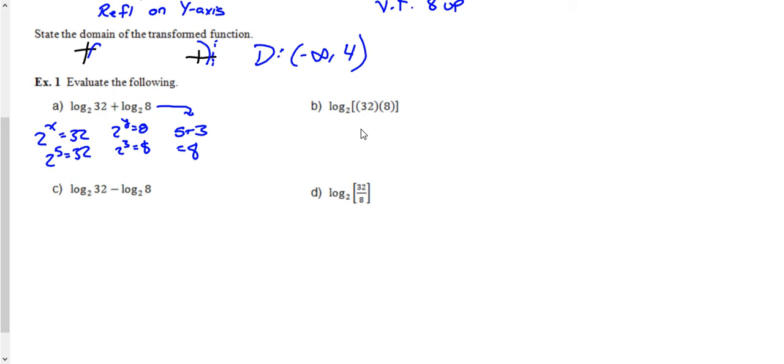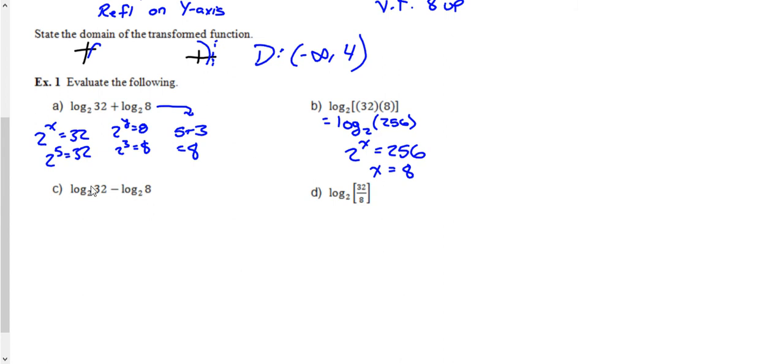Over here, what we could do is multiply these two in brackets together. Let's do that first. So this is now log base 2 of, well, whatever 32 times 8 is. 32 times 8 is 256. So here, what I want to do is solve for 2 exponent x equals 256. So x has to be equal to 8 in this case here, and that will get us 256. So this logarithmic expression will equal 8.